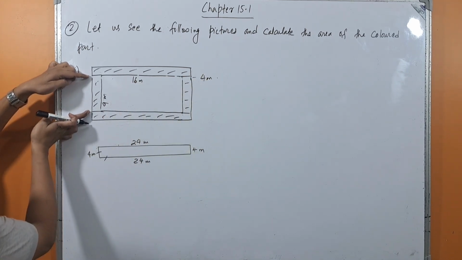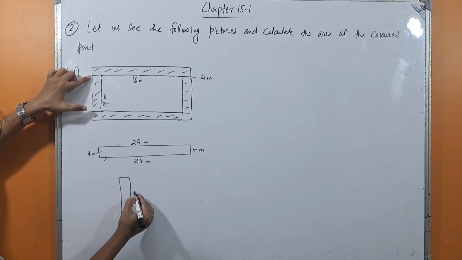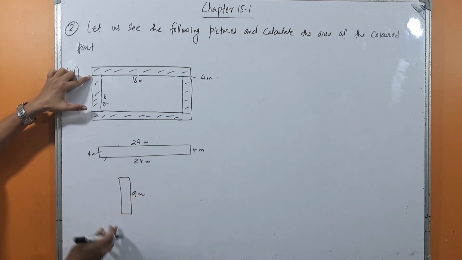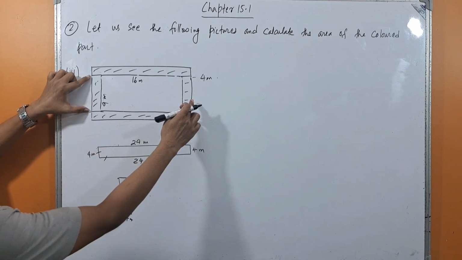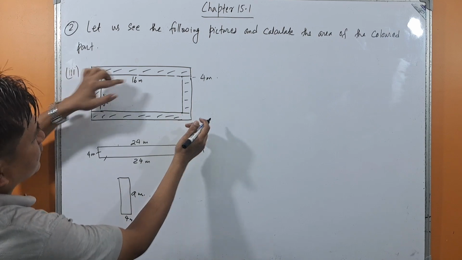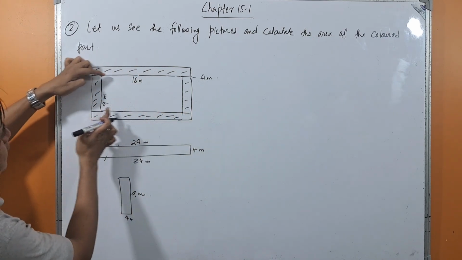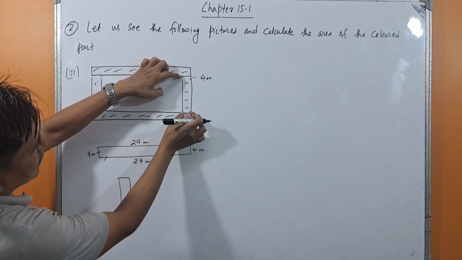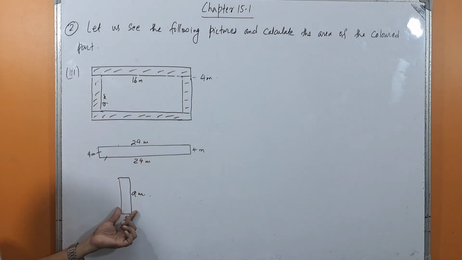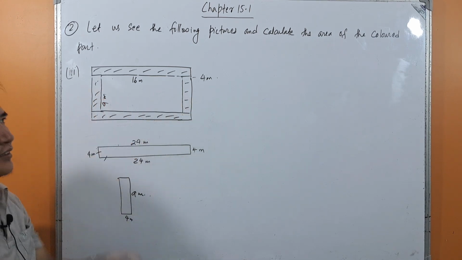The length of this rectangle is 9 meter. Breadth is 4 meter. A similar rectangle we can see here as well. Length is 9 meter, because this is given to us as 9 meter, which means this is also 9 meter, and the breadth is 4 meter. So when we multiply with 2, we get the areas of both rectangles, isn't it?